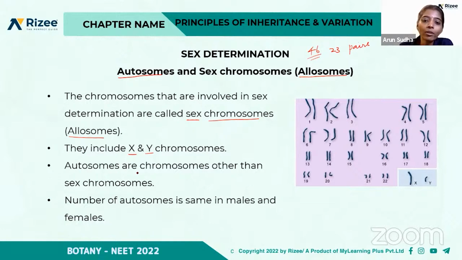Autosomes are the chromosomes other than sex chromosomes. The number of autosomes is the same in males and females. In human beings, it is only 22 pairs, both in male and female. The only thing is they differ in the X and Y chromosomes. So the main chromosomes involved in sex determination in human beings are the X and Y chromosomes. All the other chromosomes, that is the autosomes, are the same in males and females.